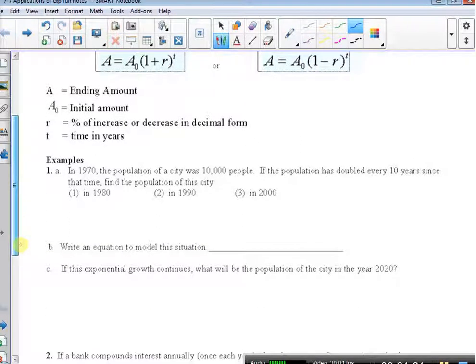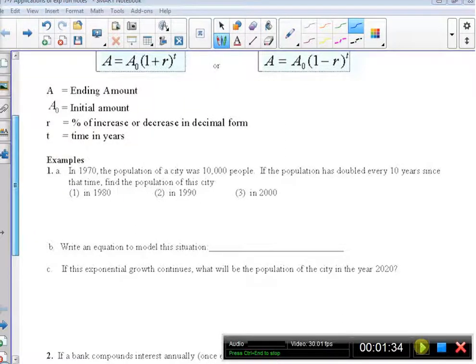So let's take a look. In 1970, the population of a city was 10,000 people. If the population has doubled every 10 years since that time, find the population of this city. So this formula could be A for amount. The initial population is 10,000, so A sub 0 would be 10,000. And it says that the population has doubled every 10 years.